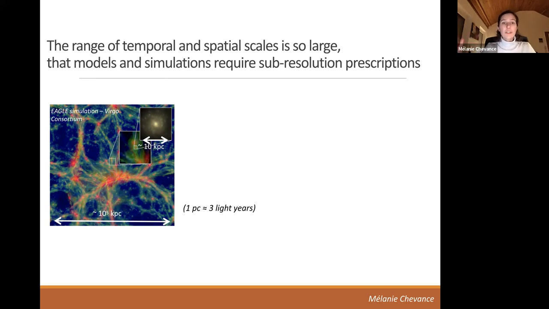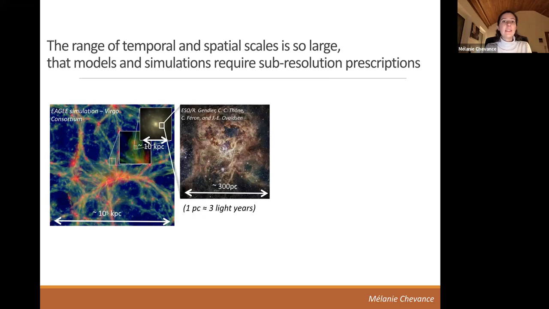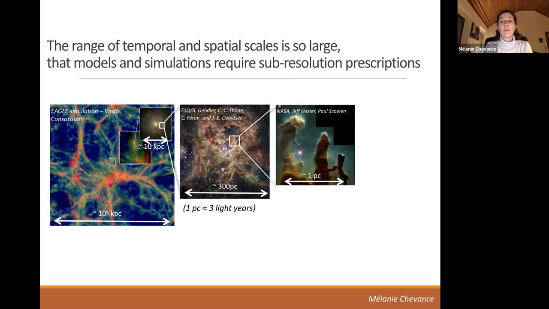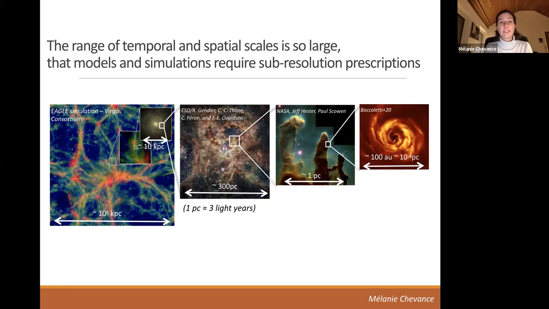So indeed, if we start from the largest scales, we have gas accreting onto the galaxies, along cold gas filaments over tens of thousands of kiloparsecs. And within a galaxy, you need to zoom in by several orders of magnitude to see really where the stars are forming, to see these giant molecular clouds and associations of stars. Within these stellar associations or giant molecular clouds, you need again to zoom in by several orders of magnitude to see the location of the formation of single stars. And within them, again, you need to zoom in by several orders of magnitude to see a single star with its protostellar disk.